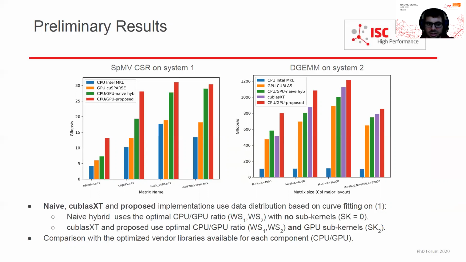As you can see, our implementations are very good, not only hybrid-wise, for CPU, GPU parallel execution, but the subkernels also further improve performance a lot by communication and computation overlap.